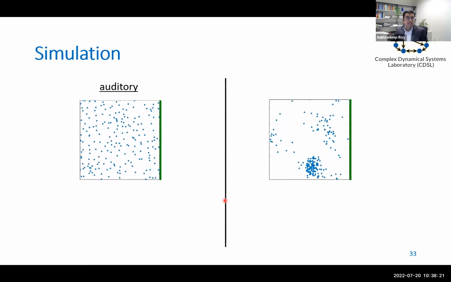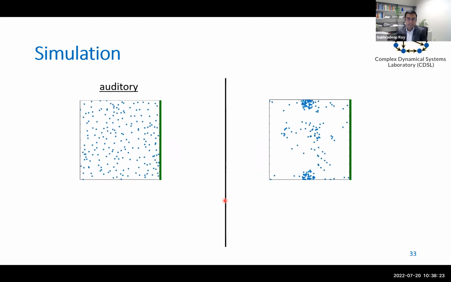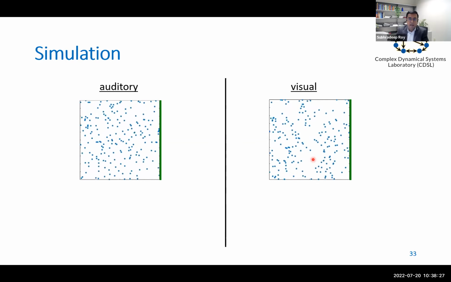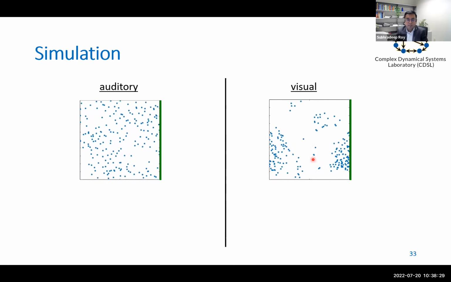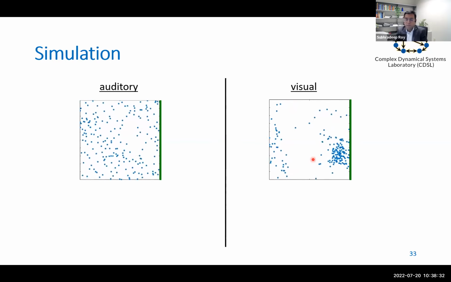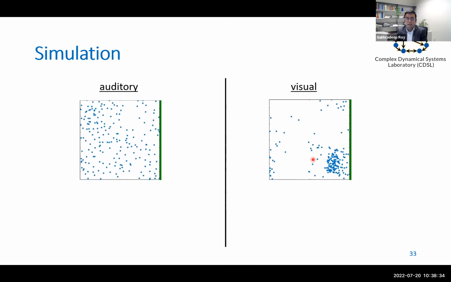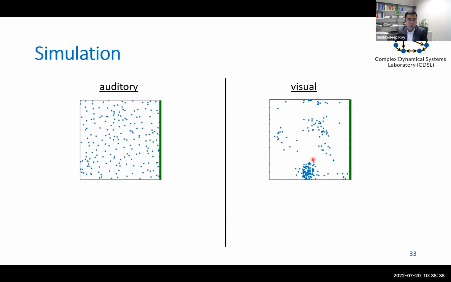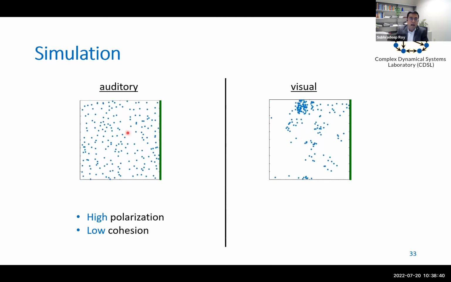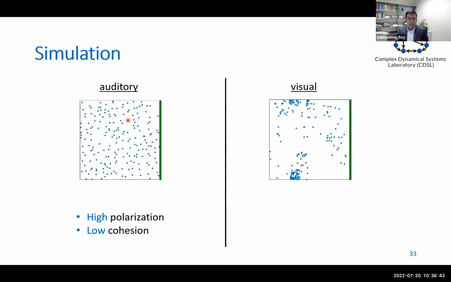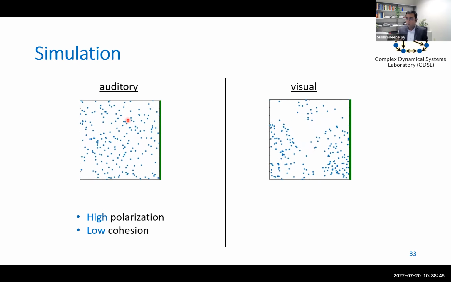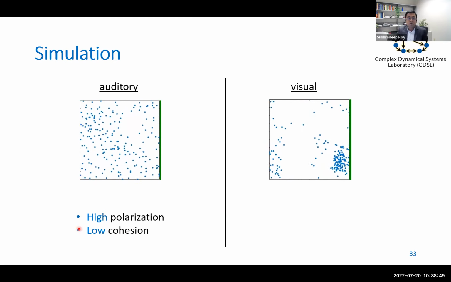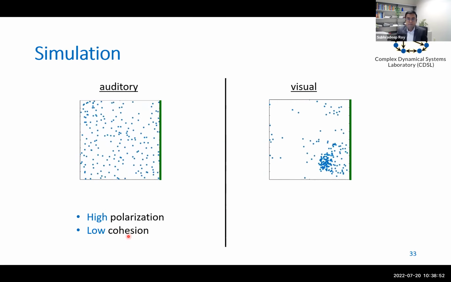Here, the left one is where the system is using an auditory mode of sensing, and on the right is the visual mode of sensing. So we see completely different group level behavior emerges based on their sensing mechanisms. In terms of the order parameters we talked about, here we see a high value of polarization because the entire group collectively attains a common heading direction, whereas they are more spread out. So that reduces their overall cohesion of the group.